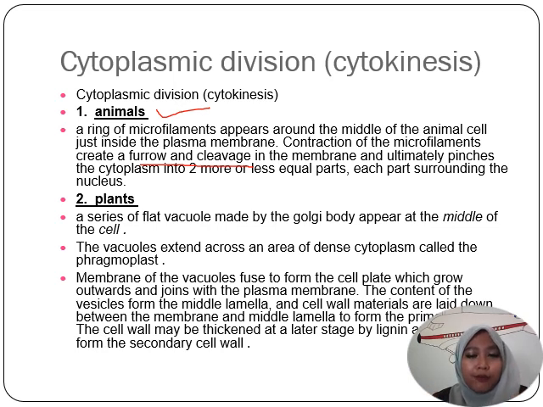For plants, they have a series of flat vesicles made up of Golgi bodies that appear in the middle of the cell. Then they line up and form the phragmoplast. Then they fuse together and, ta-da, they become two. So this is the plant.